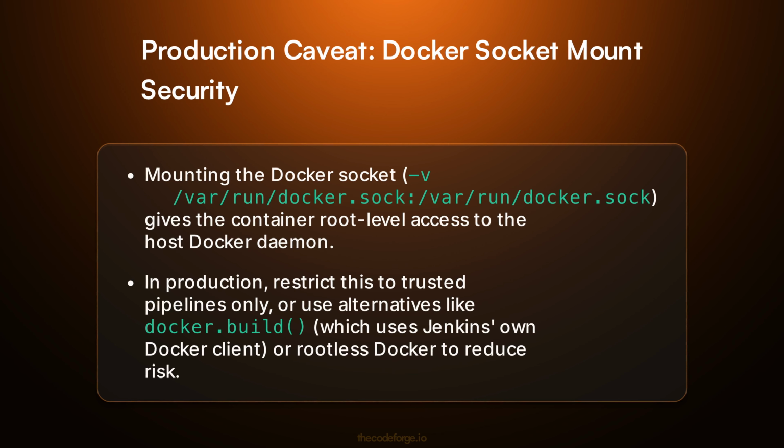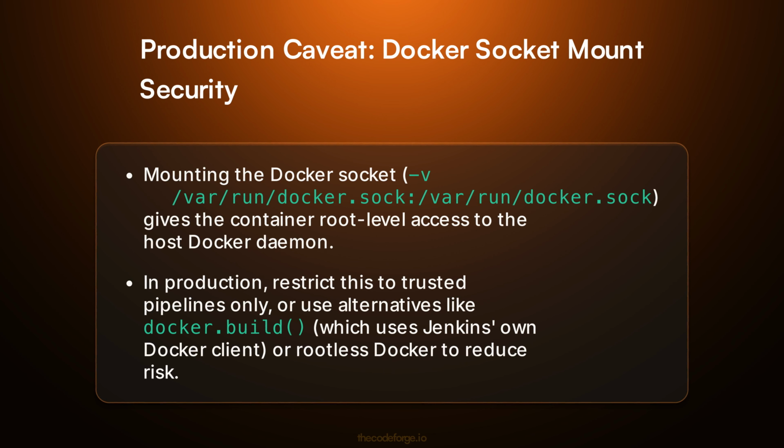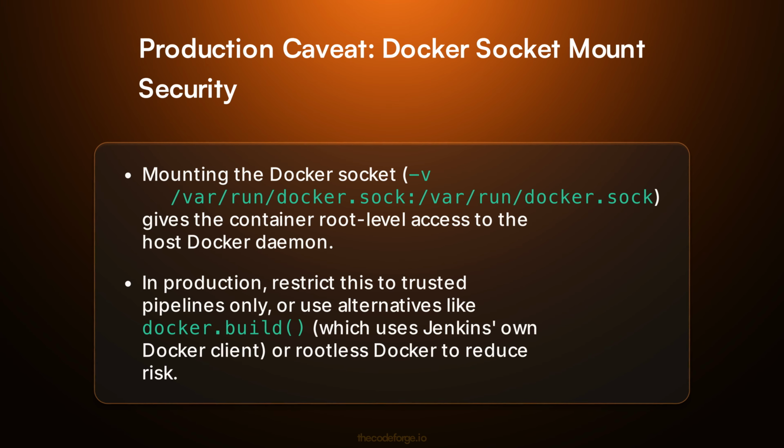Mounting the Docker socket, -v /var/run/docker.sock:/var/run/docker.sock, gives the container root-level access to the host Docker daemon. In production, restrict this to trusted pipelines only or use alternatives like docker.build, which uses Jenkins' own Docker client, or rootless Docker to reduce risk.